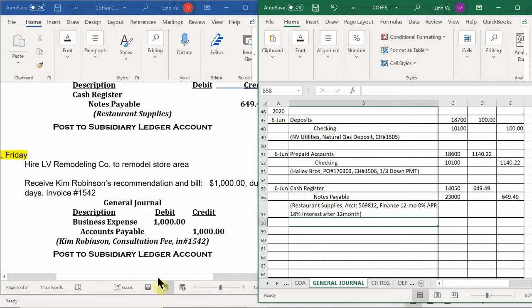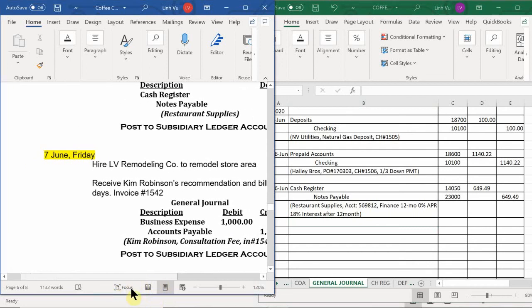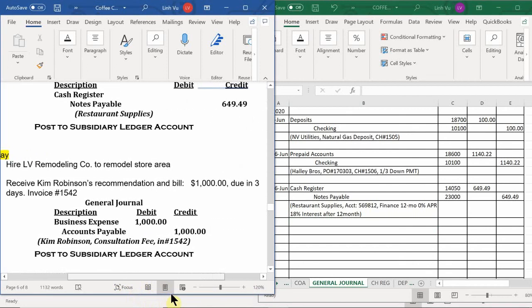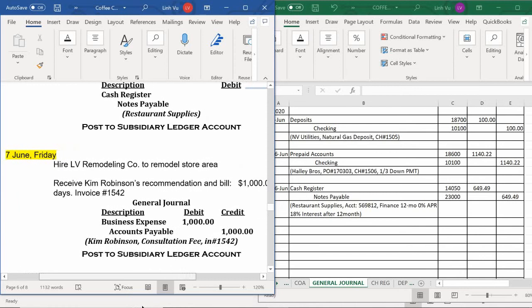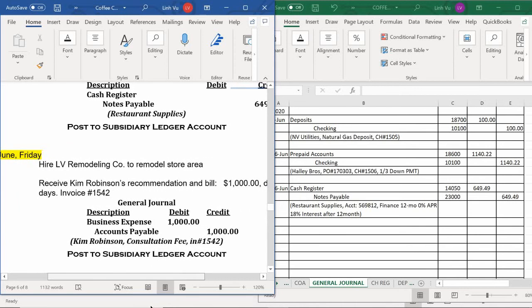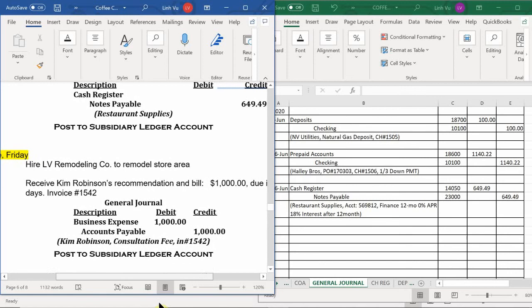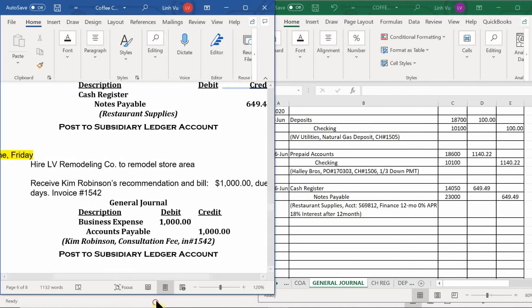All right. So then finally, it is the next day, and let's see what we have here. We hired LV Remodeling Company to remodel the store. Any transaction there? At the moment, no.